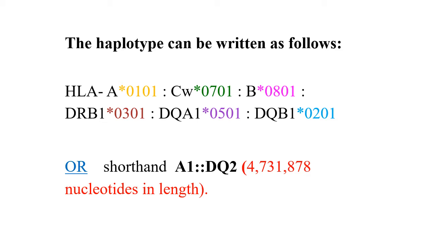Now, that's how the haplotype can be written. HLA, for example, this is a haplotype. We can read it as follows: HLA-A0101, CW0701, B0801, DRB10301, DQA10501, DQB10201. This is the method of how we read our haplotype. This is one haplotype only.